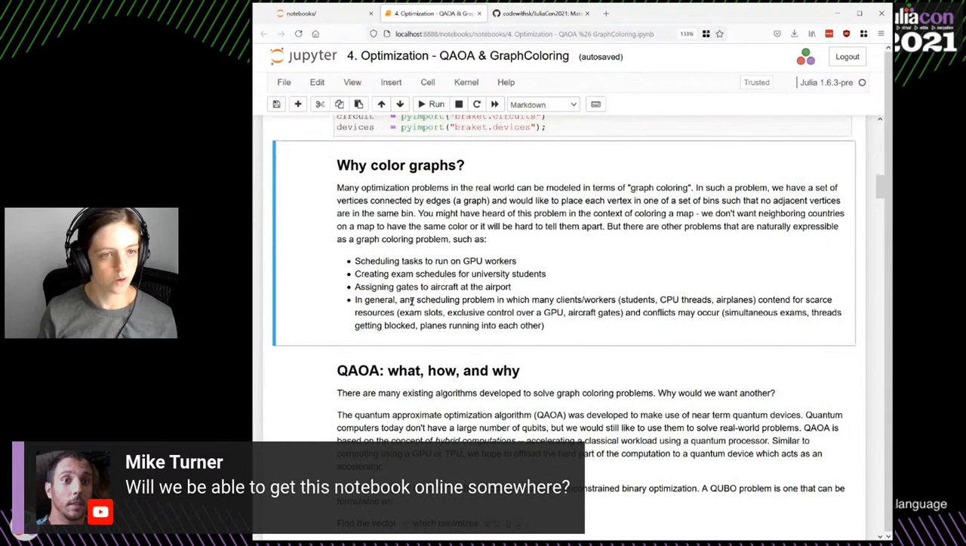There are lots of other examples of problems that could be phrased in terms of graph coloring. For example, one which you might be interested in, in the context of yesterday's workshop, is scheduling tasks to run on GPU workers. If I have a very powerful cluster and my node has 8 GPUs and I have like 100 tasks which would all like to run on a GPU, how do I efficiently schedule those tasks so that I make maximum use of the GPUs and my CPU threads don't block?